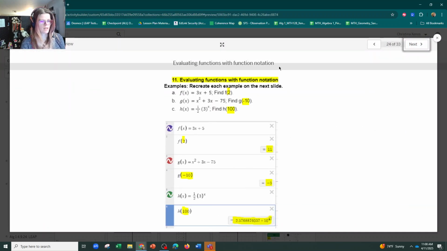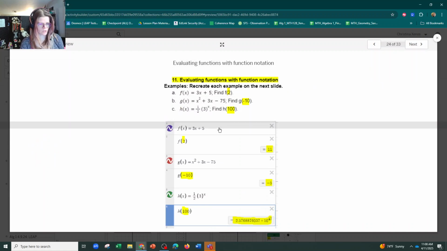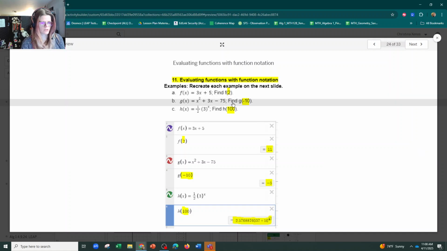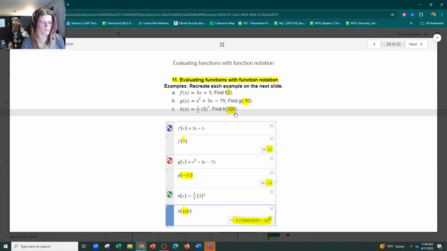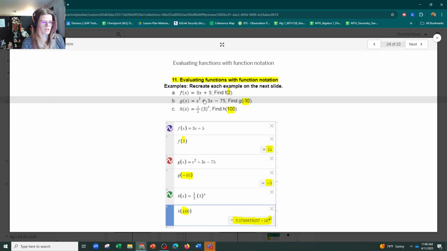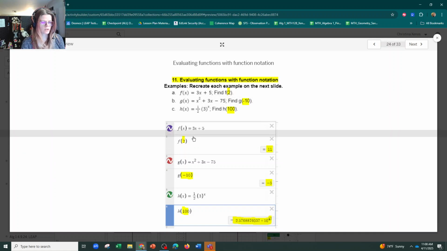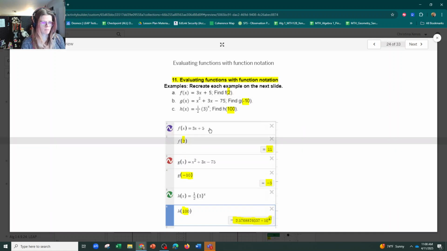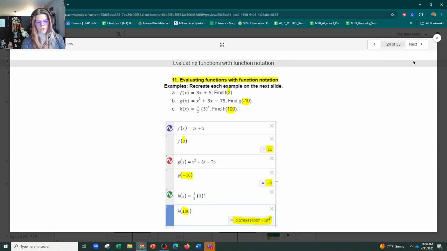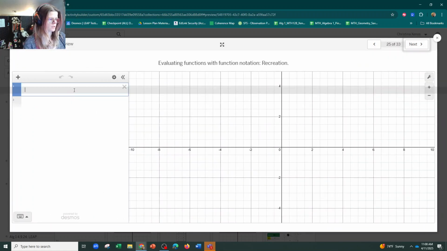Next one, evaluating functions. Yes, good old function notation. So we have three different functions and it says find f of 2, g of -10, and h of 100. Notice that those letters correspond to the names of each function, function f, function g, and function h. So we're going to start by entering our functions. Make sure we copy them exactly, and then applying that function notation. So 3x plus 5, f of x equals 3x plus 5.